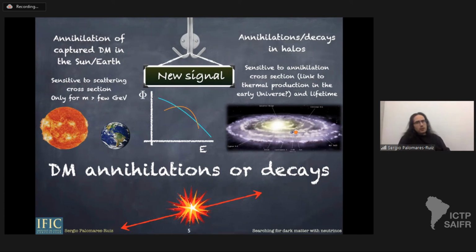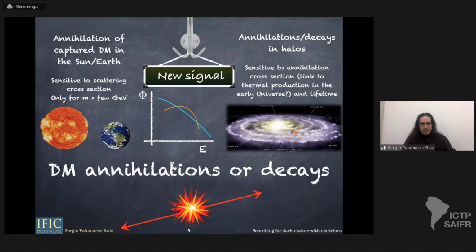Then we also have annihilations or decays in halos, for instance, annihilations or decays of dark matter in the galactic center or dwarf galaxies, etc. This is sensitive to the annihilation cross-section, and it could be linked to the thermal production in the early universe. If we are searching for signals from decays, this is sensitive to the lifetime of the dark matter, which should be longer than the age of the universe.